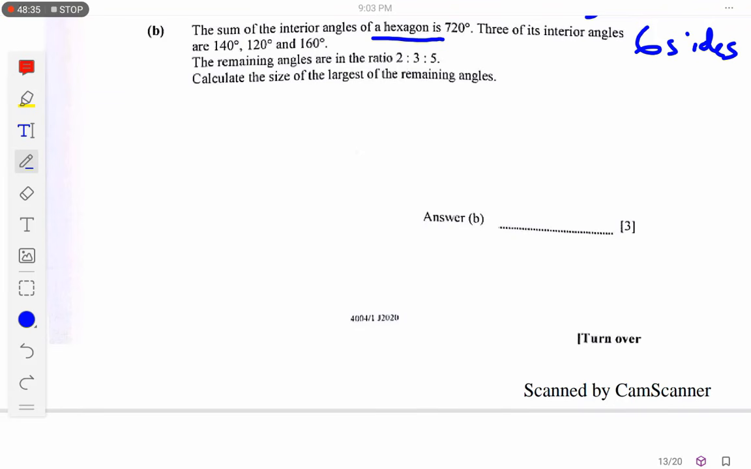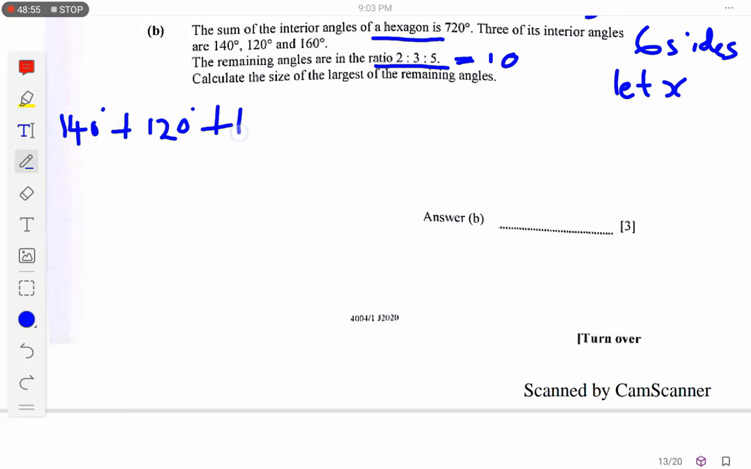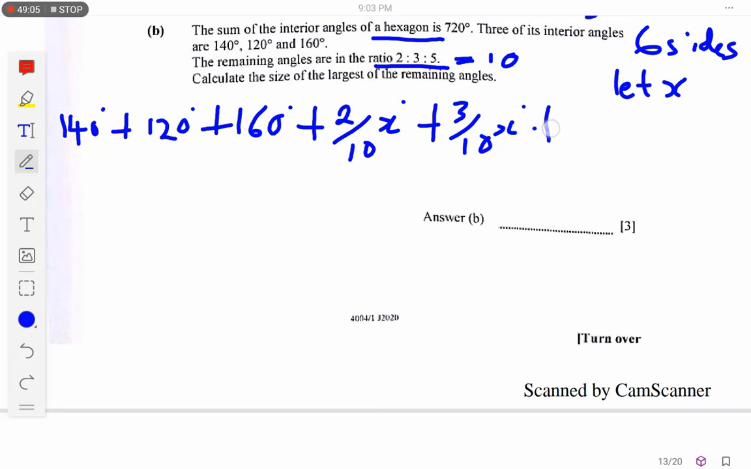Then the remaining have that ratio. So what I can do for this ratio, I can add the total ratio. This is equal to 10. Okay. Then I can say the unknown angle, let it be x. So adding all the interior angles, I'm going to have 140 degrees plus 120 degrees plus 160 degrees plus the 3 ones: 2 over 10 x degrees plus 3 over 10 x degrees plus 5 over 10 x degrees. This is going to be equal to 720 degrees.